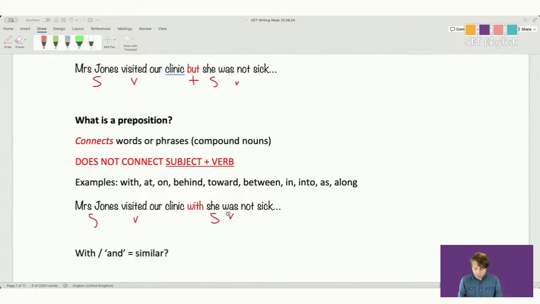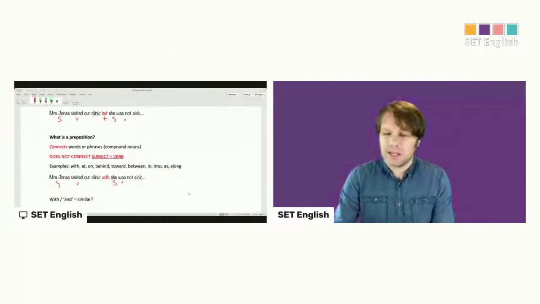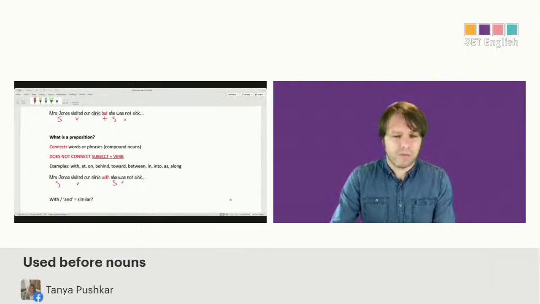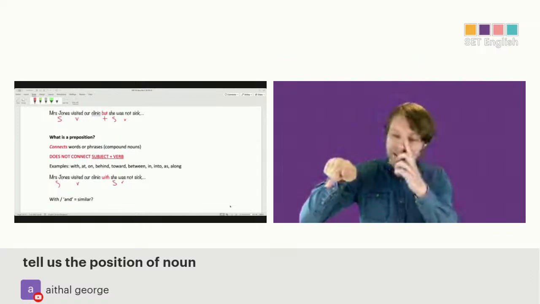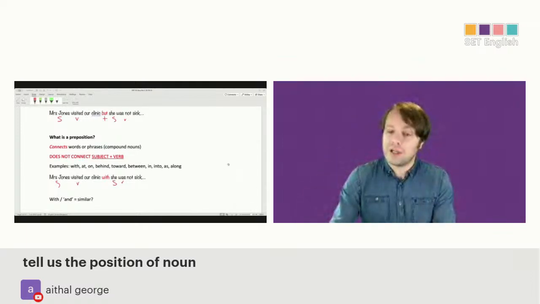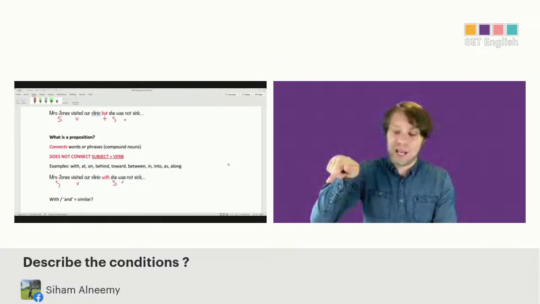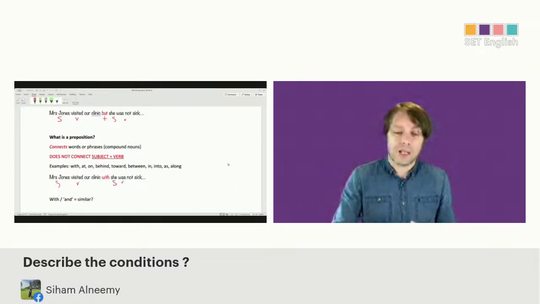All right. Okay, well, the reason why this is important. Shall I tell you the reason why this is important? Yeah, and Tanya's saying they use before nouns. This is good. Tanya, you're saying, yeah, use before nouns, right? I agree. And I thought you were saying they tell us the position of a noun. Yeah, that would be space, right? Space and time. They describe conditions, said Siham. I think that's a very good definition. Okay, I do like that one a lot.